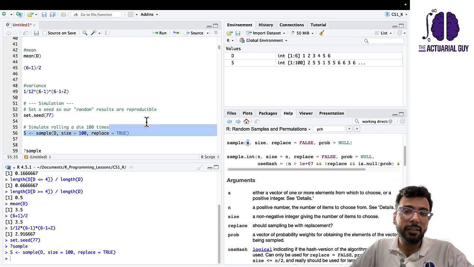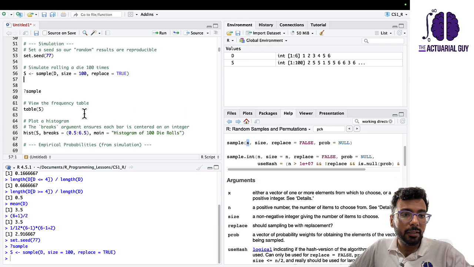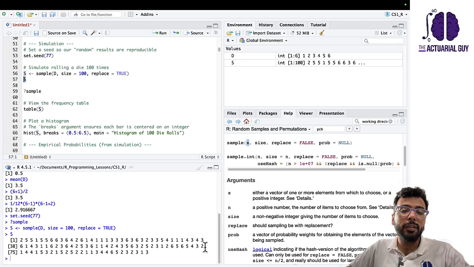Okay, so now let's generate the sample or the simulation, and then let's just print this sample. So if you'll see, all of these values, 100 values have been generated. The first time you rolled a die, you got 2, then you got 5, then you got 5, different values between 1 and 6 have been produced.